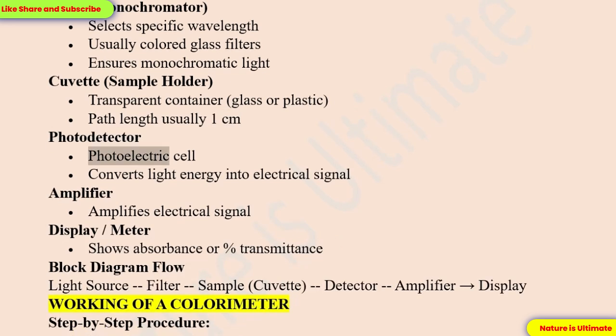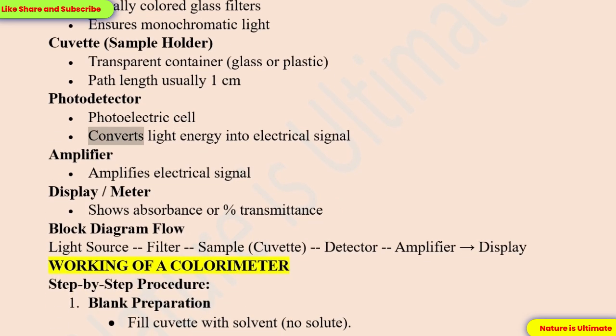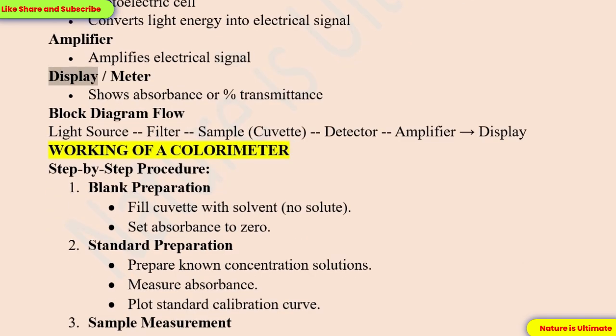Photodetector: photoelectric cell, converts light energy into electrical signal. Amplifier: amplifies electrical signal. Display/meter: shows absorbance or percent transmittance. Block diagram flow: light source, filter, sample cuvette, detector, amplifier, display.